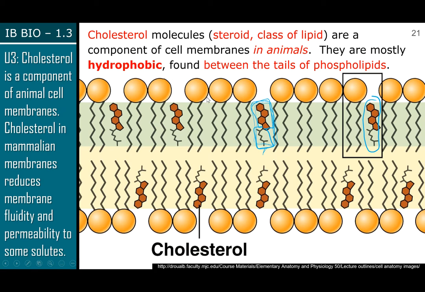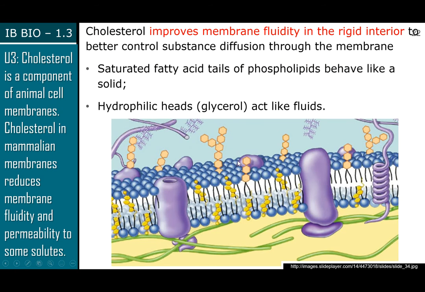You can think of the phospholipids as like rubber duckies floating on top of the water, and these guys help anchor everything together. So cholesterol helps improve membrane fluidity in the rigid interior and helps control substance diffusion through the membrane. So the saturated fatty acid tails of phospholipids behave like a solid, and the hydrophilic heads act like fluids. I just said that a minute ago. And this is just an image that shows you how they're embedded in the membrane.